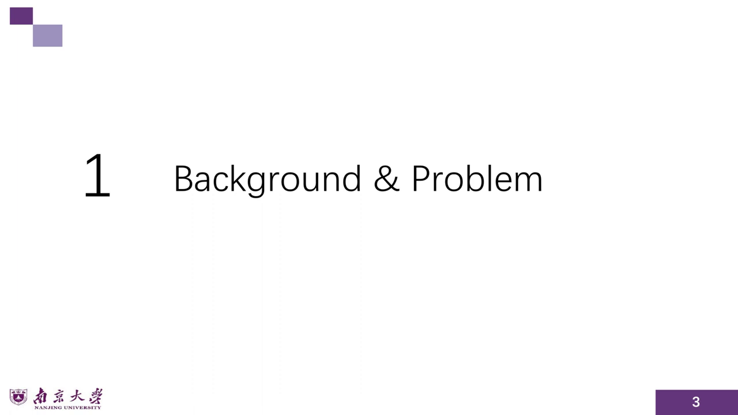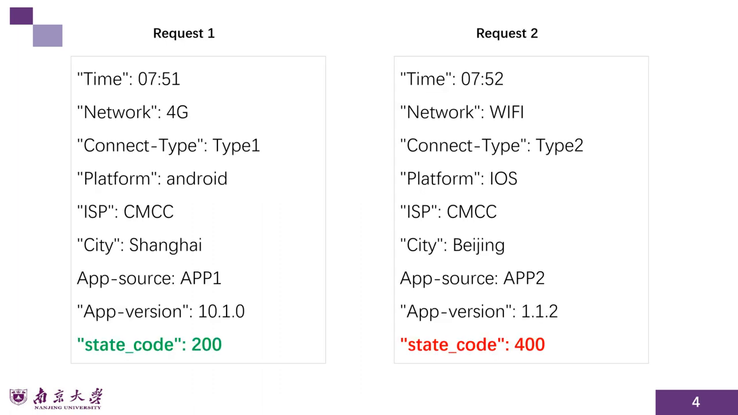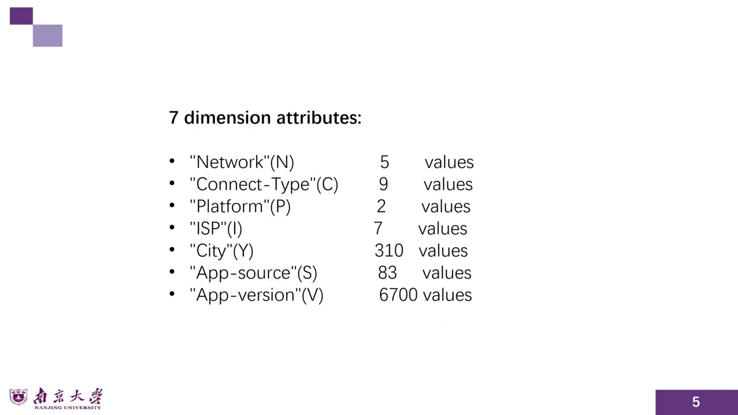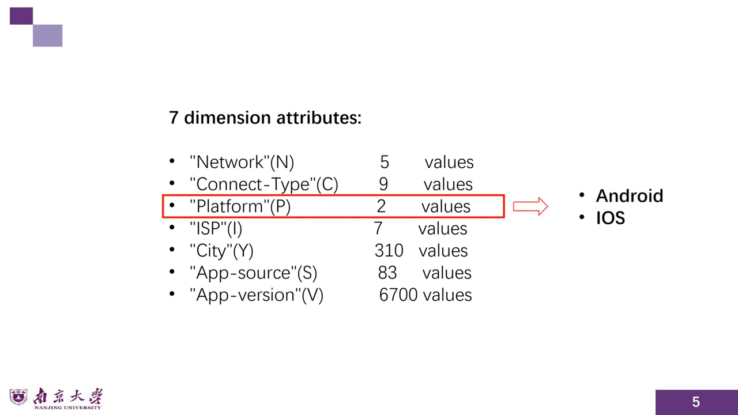First, background and problem. For the online service, there are thousands of service requests from the user end per second, and each request contains some specified dimensional attributes, such as network, internet service provider, city. In our data set, there are 7 attributes, and each attribute contains several or thousands of attribute values. For example, the platform attribute holds iOS and Android. Moreover, each request has a specified attribute value under each attribute.